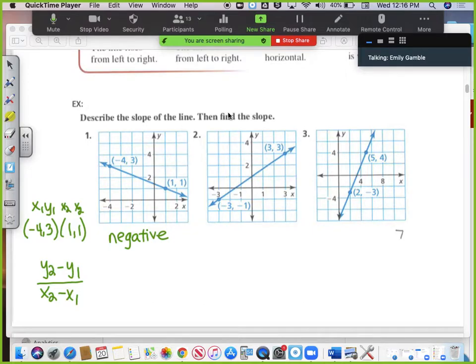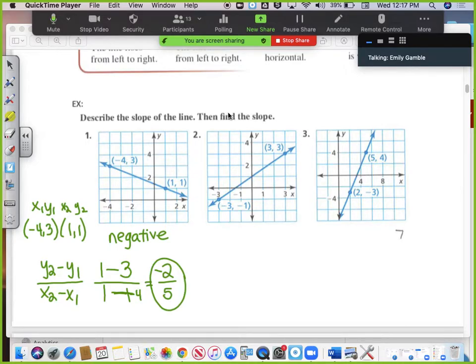When I go to insert these numbers into the formula, I will be doing 1, since that's y2, minus y1, which is 3. And I'll be dividing that by x2, which is 1, minus x1, which is negative 4. Once I have that, it's time for me to simplify. 1 minus 3 is negative 2. 1 minus negative 4 really is 1 plus 4, which is 5. So the slope of my line here is negative 2/5.